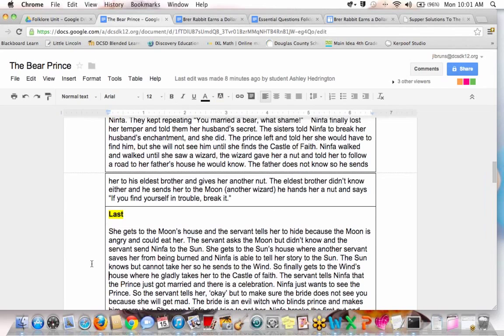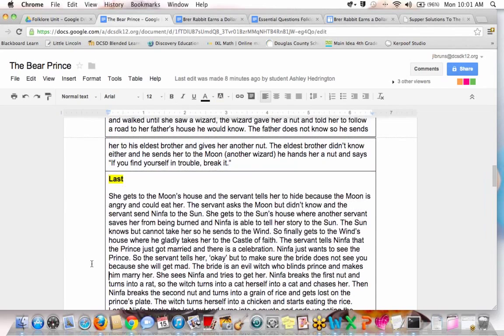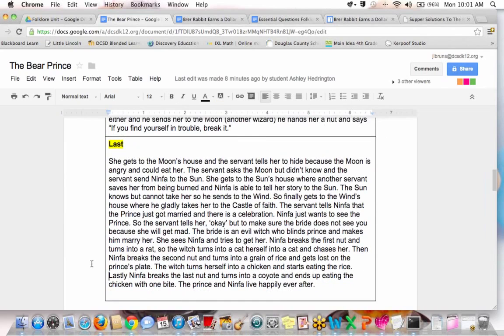She gets to the moon's house, and the servant tells her to hide because the moon is angry and could eat her. The servant asks the moon, but didn't know how the servant sends Ninfa to the sun. Okay, sorry, that was written kind of weird. She gets to the sun's house, and there was another servant who saves her from being burned, and Ninfa is able to tell her story to the sun.